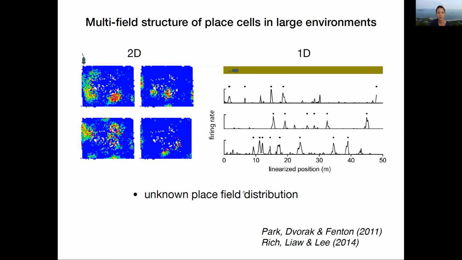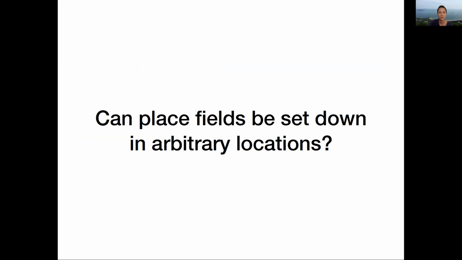It is still unclear how place fields are distributed, and they may appear random. On the other hand, this makes us wonder whether place cells inherit some spatial structure in their firing from the periodic firing grid cells. So our question is, can place fields be set down in arbitrary locations, or are they structured?